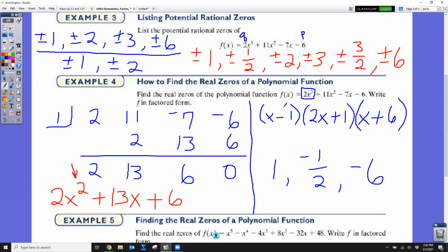And I probably should write, I don't know if I have any space right here. This entire one right here that we factored is actually f of x, right? So we should probably have an f of x right there. So f of x equals that x minus 1 right there. Sorry, I'm having to annotate a little bit differently than usual, but I think you guys get the point. f of x equals x minus 1 times 2x plus 1 times x plus 6.